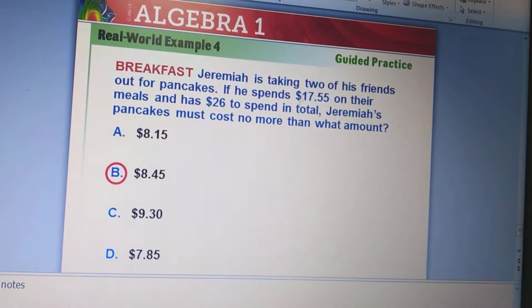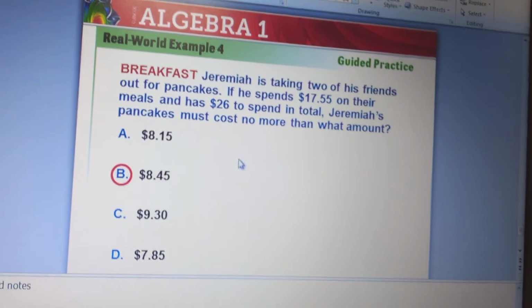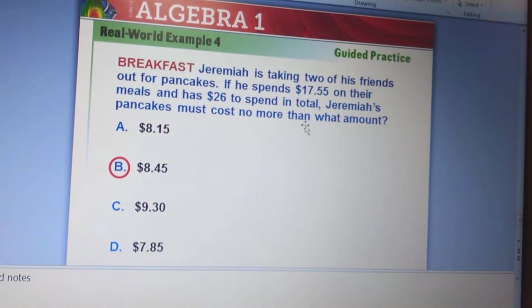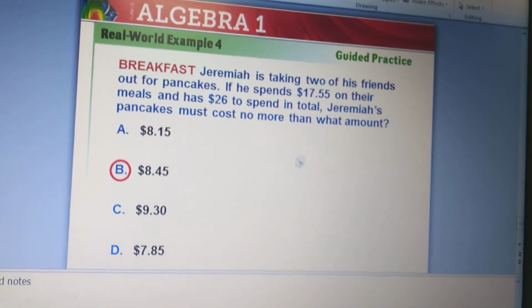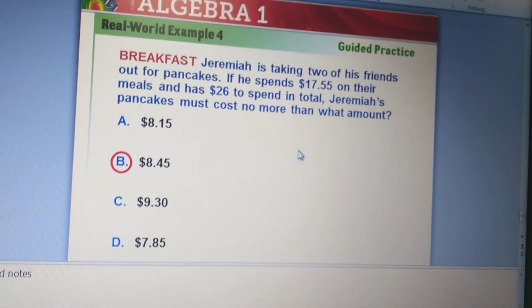This problem solving is the same. See here, he says no more than. No more than. This means I must use less or equal.